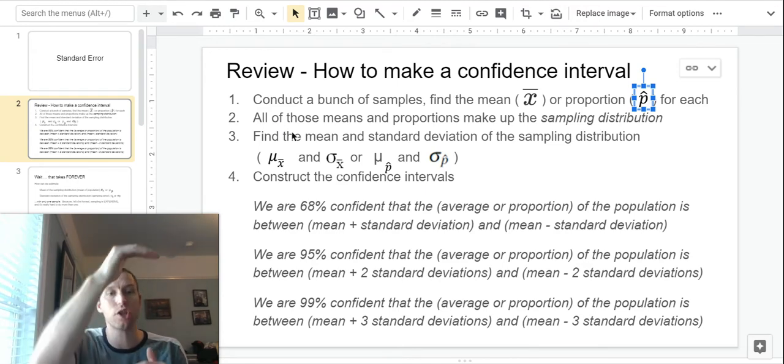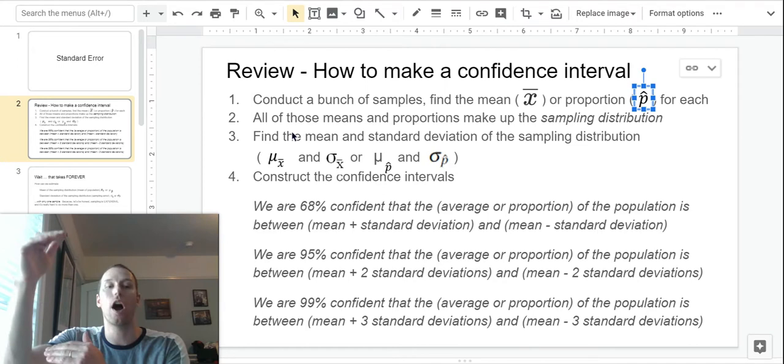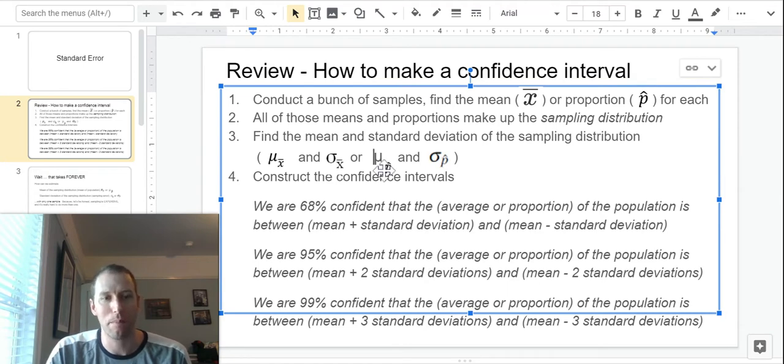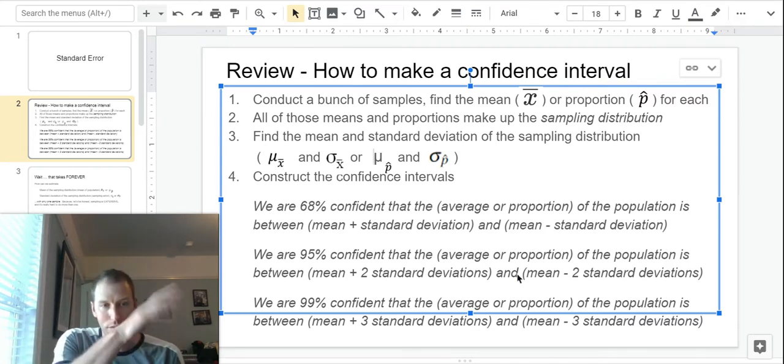We find the average of those averages, or the average of those proportions, and we call those the mean of the sampling distribution. The average of the average is mu subscript x bar, average of sample means. The average of proportions is mu subscript p hat, average of proportions. We also critically find the standard deviation. How much do those samples tend to vary from each other? If it's numerical, it's sigma sub x bar. If it's categorical, it's sigma sub p hat. So we find the average and standard deviation of all of those different means or all of those different proportions.